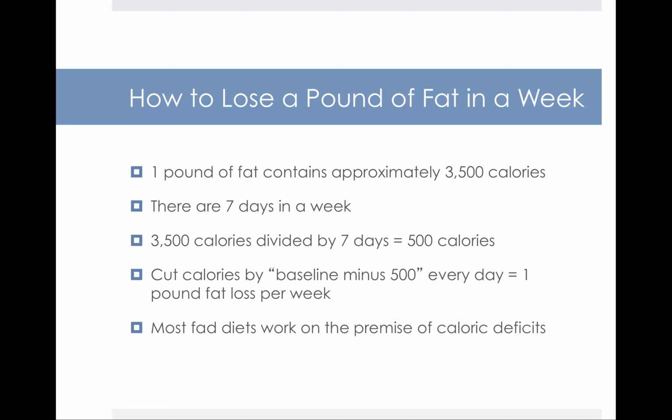The notion is that a pound of fat contains approximately 3,500 calories of energy, because a calorie is just a unit of heat energy, right? And there are 7 days in a week. So if you take the 3,500 calories and divide it by 7 days in a week, you get 500 calories a day. If you can cut that out, so your baseline minus 500, you can lose about a pound a week.